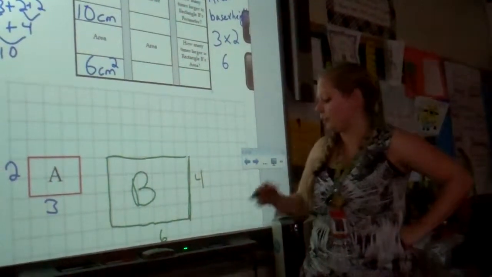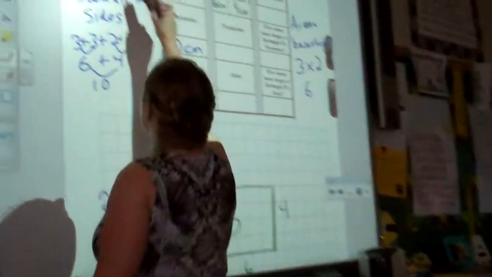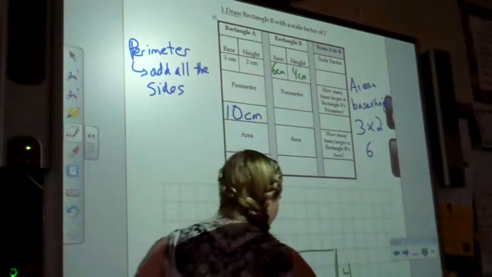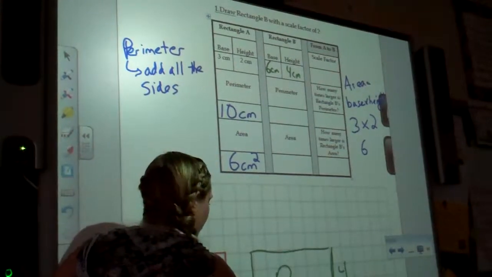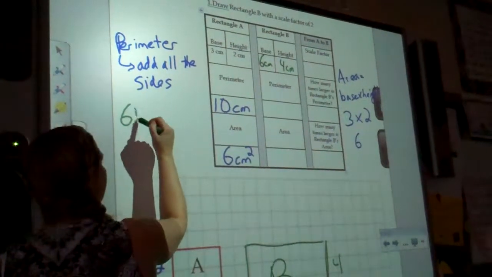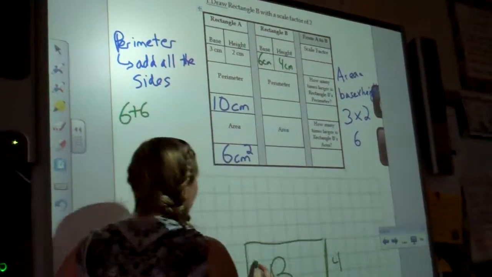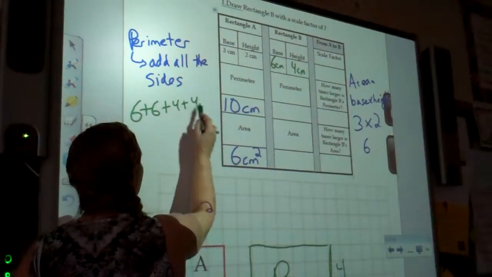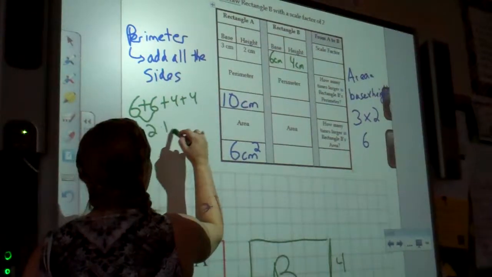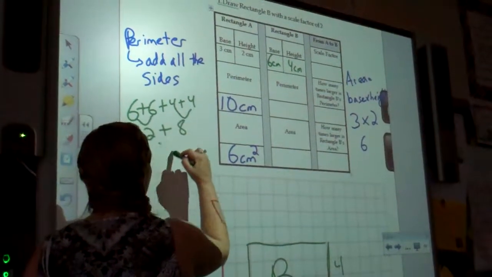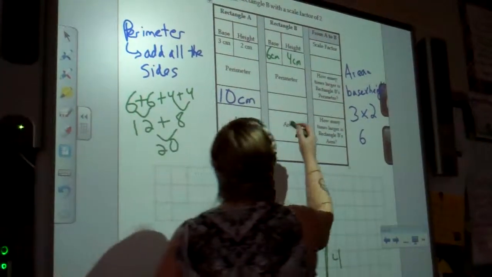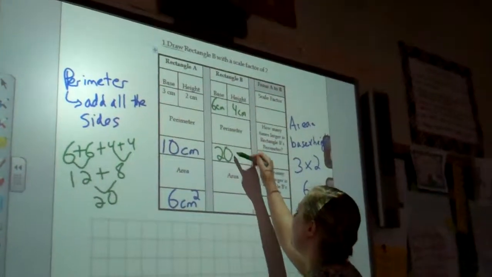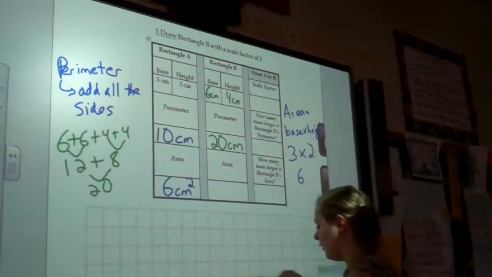So let me do my perimeter. And I already wrote down my formula for perimeter. Perimeter means to add all the sides. So I have a 6 and a 6 here, and I have a 4 and a 4 here. So I have 4 sides. 6 plus 6 is 12, plus 4 is 8, 12 plus 8 is 20. So my perimeter of my new rectangle B is 20 centimeters.